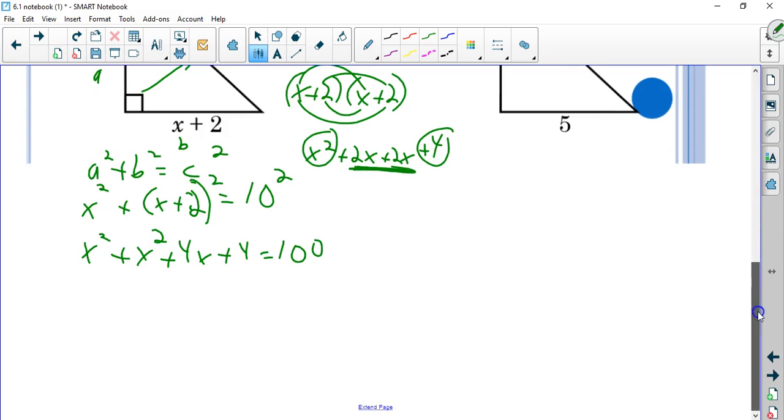So now, we need to join like terms. 2x squared plus 4x. That's not an x squared, that's an x.